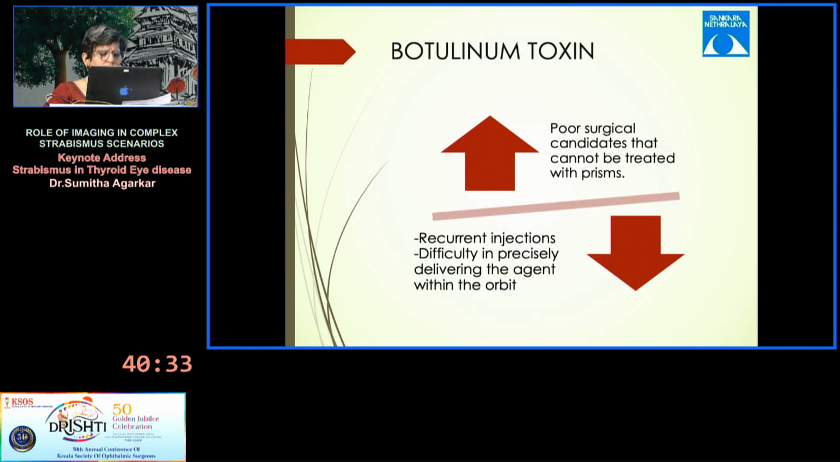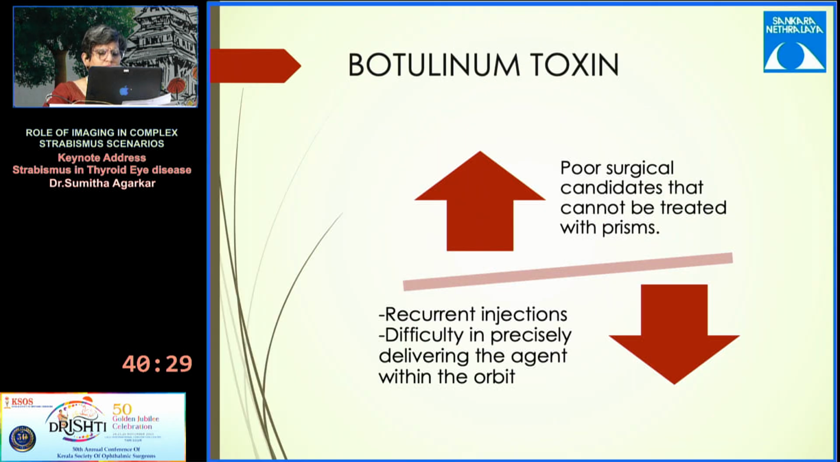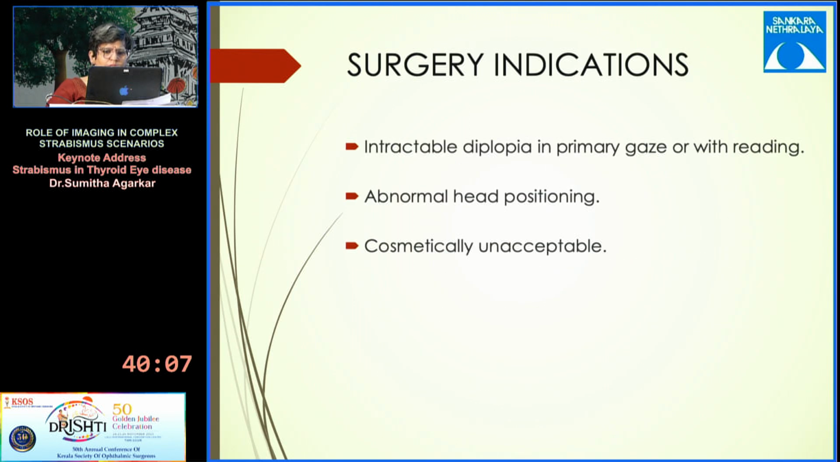Botulinum toxin: there are very few reports, but in poor surgical candidates who cannot be treated with prisms, botulinum toxin has been tried, and Dr. David Granett has written a lot; his experiences have been published. The only downside here is recurrent injections and difficulty in precisely delivering, because orbits are tight and bulky, and sometimes it is difficult to really deliver the injection where it is supposed to go, in the muscle belly.